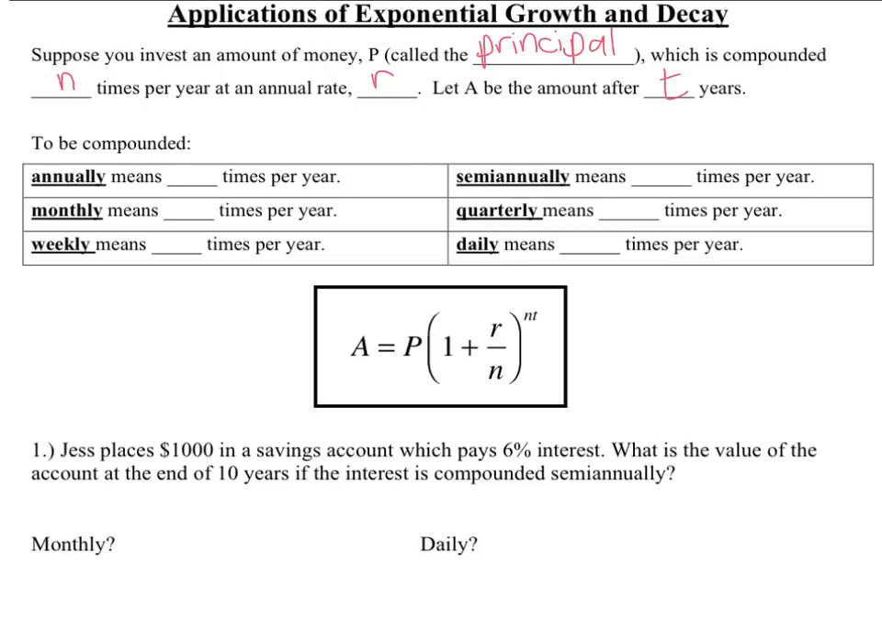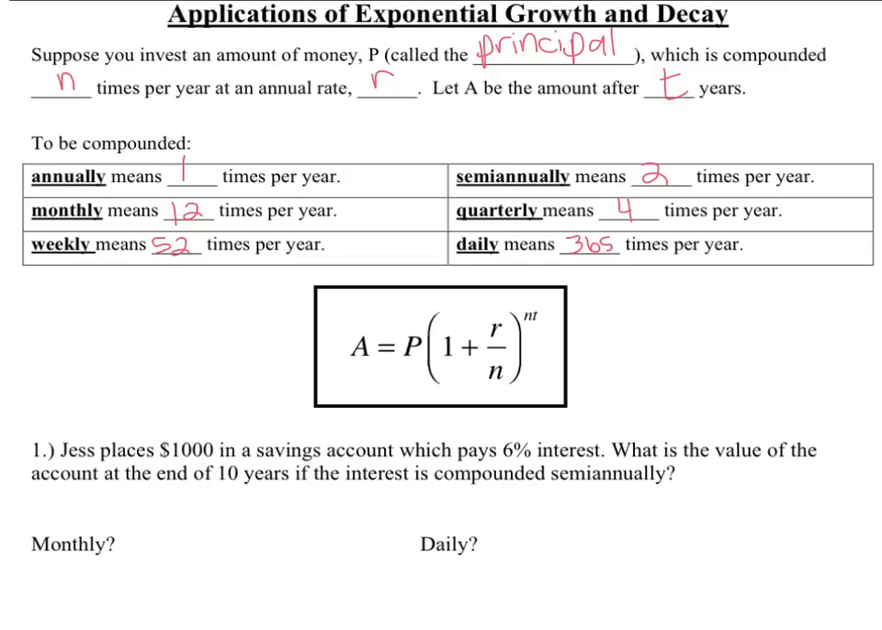To be compounded annually means that one time a year we calculate the interest. Semi-annually means 2 times a year the interest is calculated. Monthly means 12 times per year. Quarterly means 4 times per year. Weekly means 52 times per year. And daily means 365 times per year. We assume it's not a leap year.